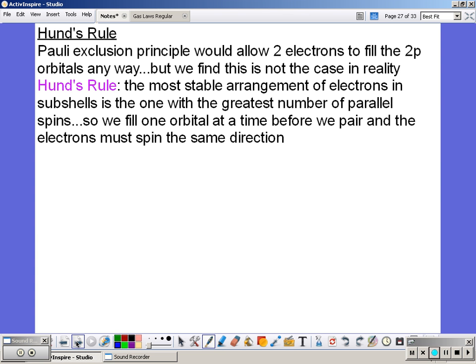same direction. So if we think about the p sublevel, it has 3 orbitals. And we would put one electron on each line before we would pair up.